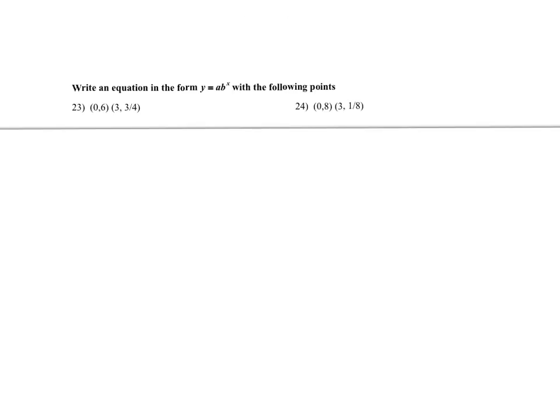All right, next up here, I want to write this in this form. And whenever we have this form, the a value is the y-intercept if there's no shifts. So I can already know that my a value is 8. And I'm going to use my other point to kind of solve for b. So I know that I can plug in 1/8 for y, and then this is x. So, and I know a is 8 times b, which we don't know, to the power of 3.